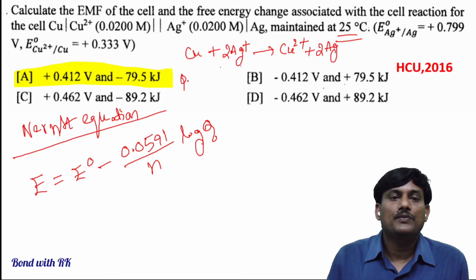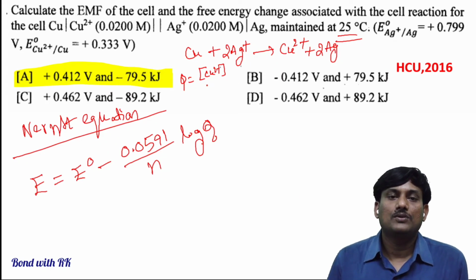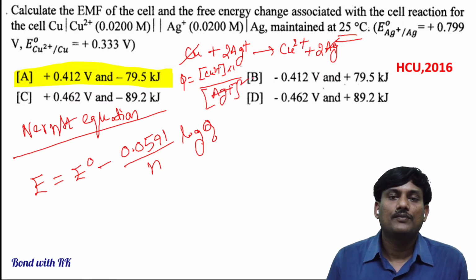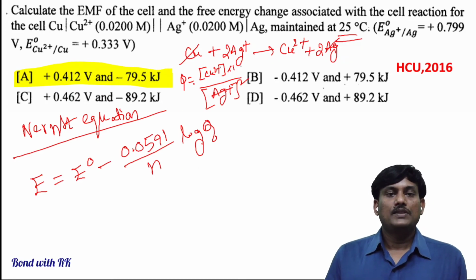Then what is the Q? It's the product concentration, Cu2+, over Ag+ squared. The activity of Ag is 1, and the activity of Cu is also 1. The activity of any pure metal is 1, so there is no need to consider Cu and Ag. So here it is Cu2+ over Ag+ squared. This is the Q value.